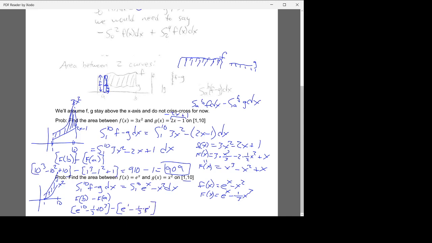I'm sorry, 10 to the first. 1/3 times, let's do 10 to the first over 3. That's right, 10 cubed. All right, one more try here. E to the first minus 1/3, and then for x we plug in 1, and then we cube it. There we go.